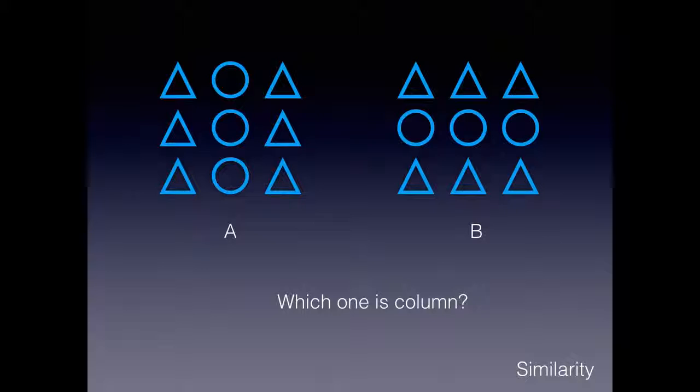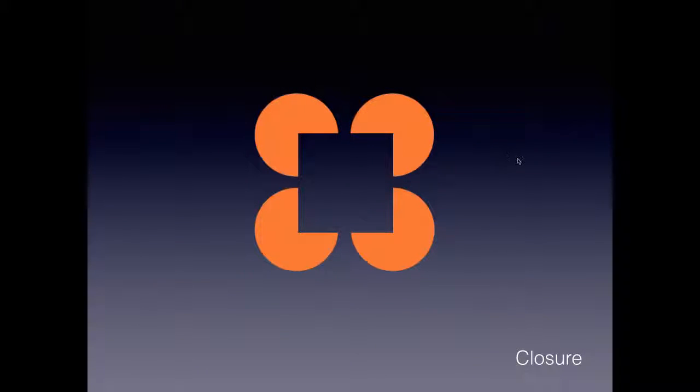This one is called similarity, and you can see that this is going to be the column, and this one going to be the row. In this example, because the shape of the objects is the same, you use similarity for the grouping. It could be the shape of something. Here is another example of grouping, by using closure.